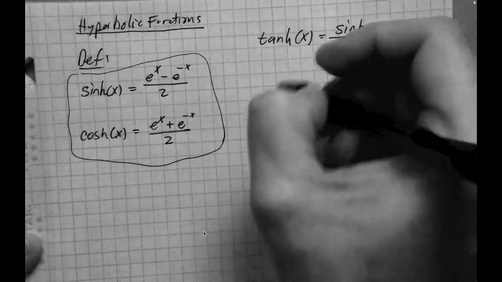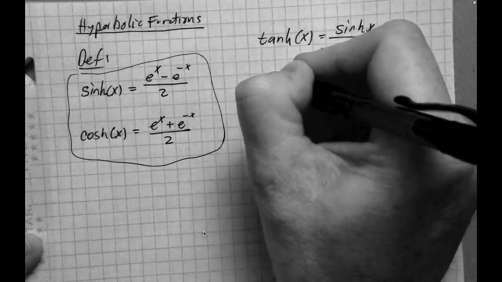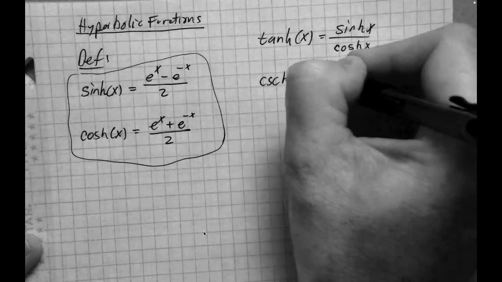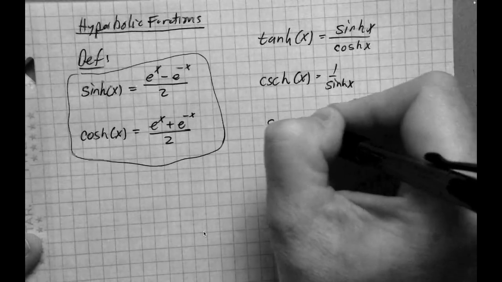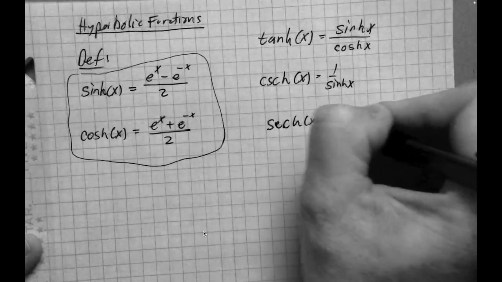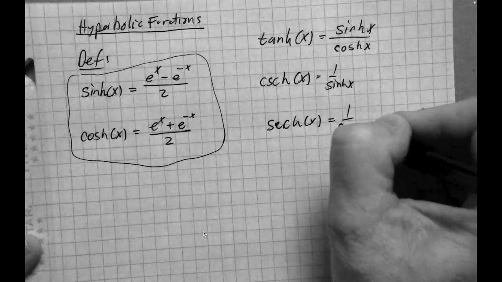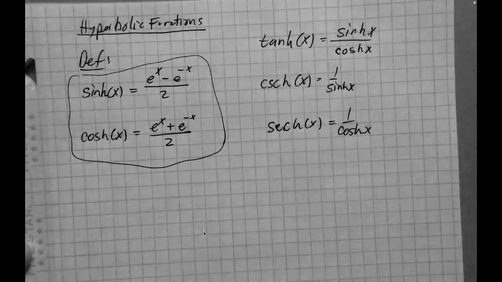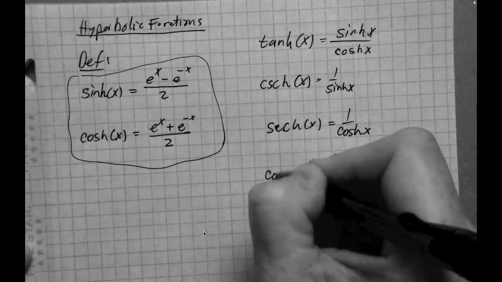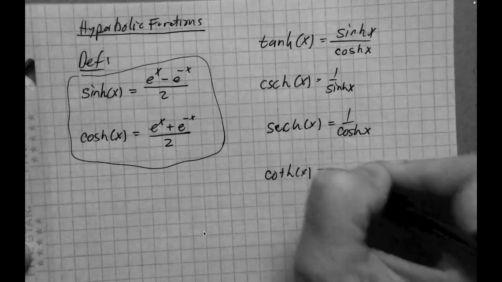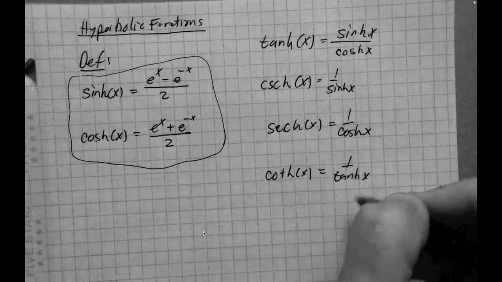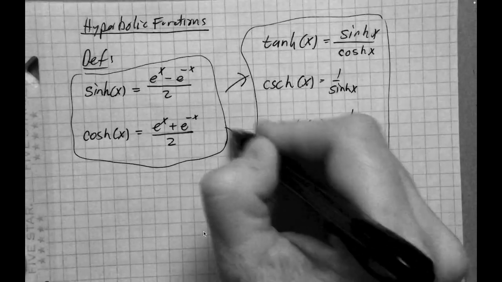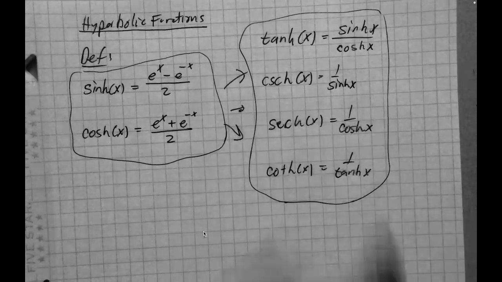And then your cosecant and secant. The cosecant is 1 over the hyperbolic sine. The secant is 1 over the hyperbolic cosine. And then the cotangent is 1 over the hyperbolic tangent. So these all come from the first two.